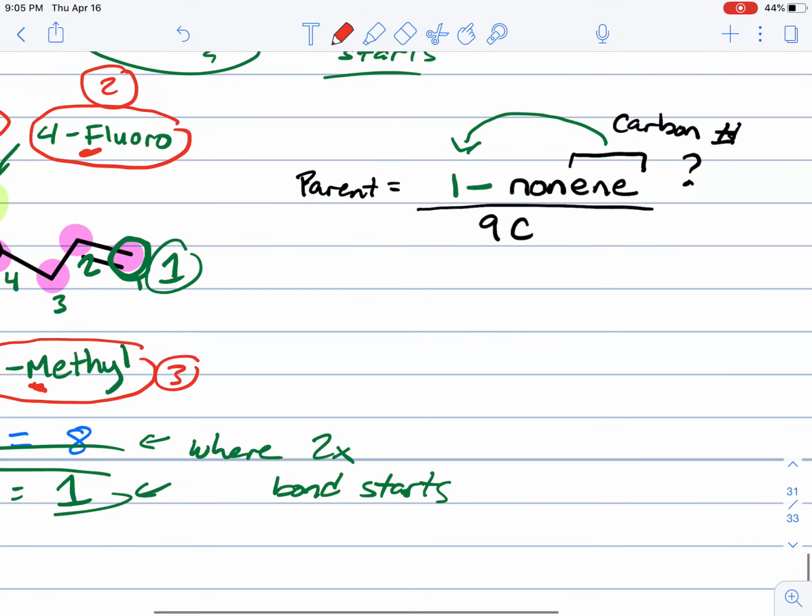And then the last thing I'm going to write is the parent chain. So this is going to be the fourth item. I'm going to add my final answer.